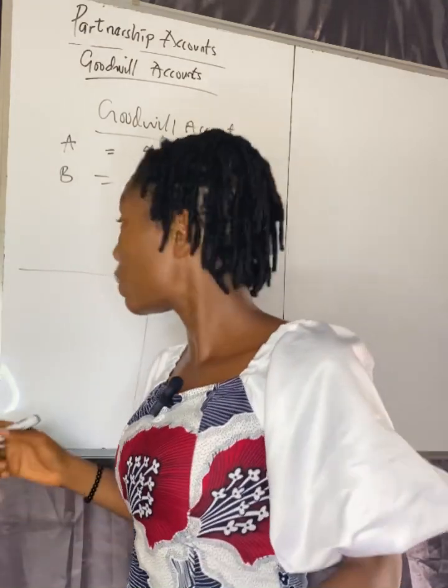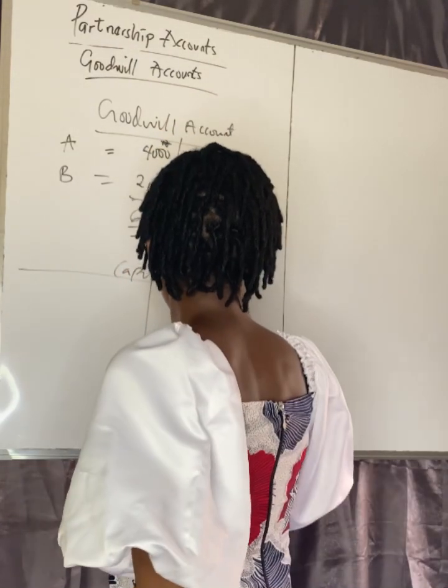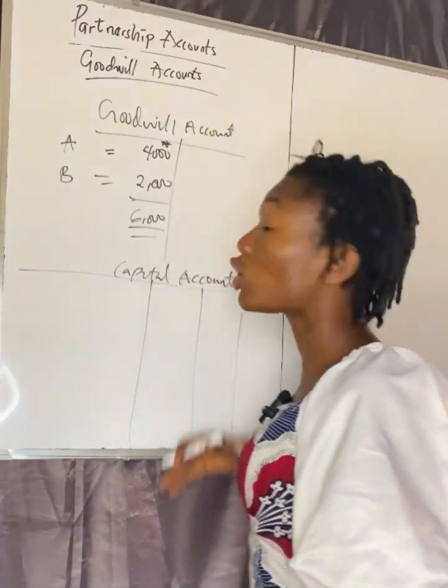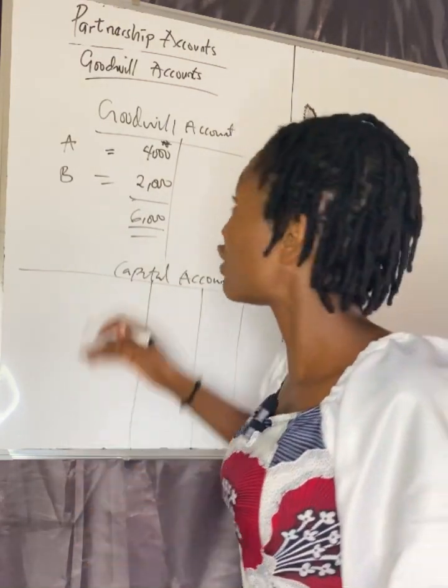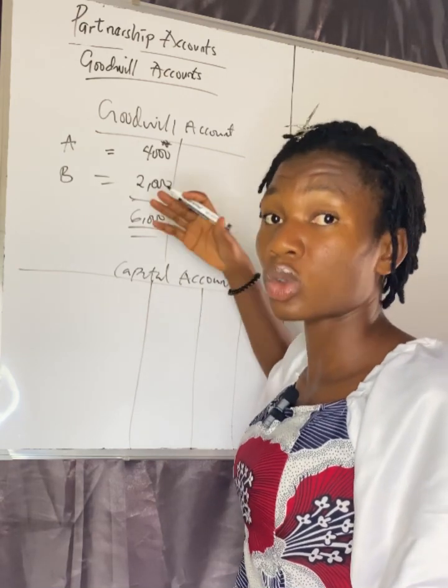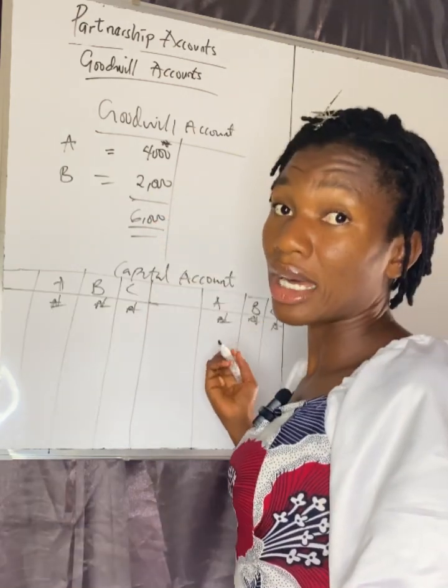We're going to prepare our capital account still similar to what we have done. We are going to come back and adjust for the goodwill account. I want to take us through the process, that's why I've not closed my goodwill account. I'm taking us through the process and then we'll adjust. This is our capital account.